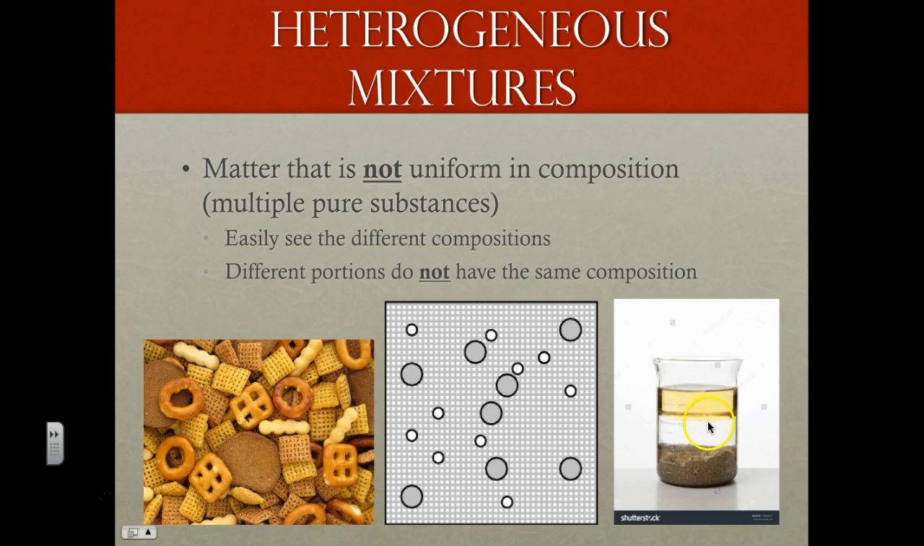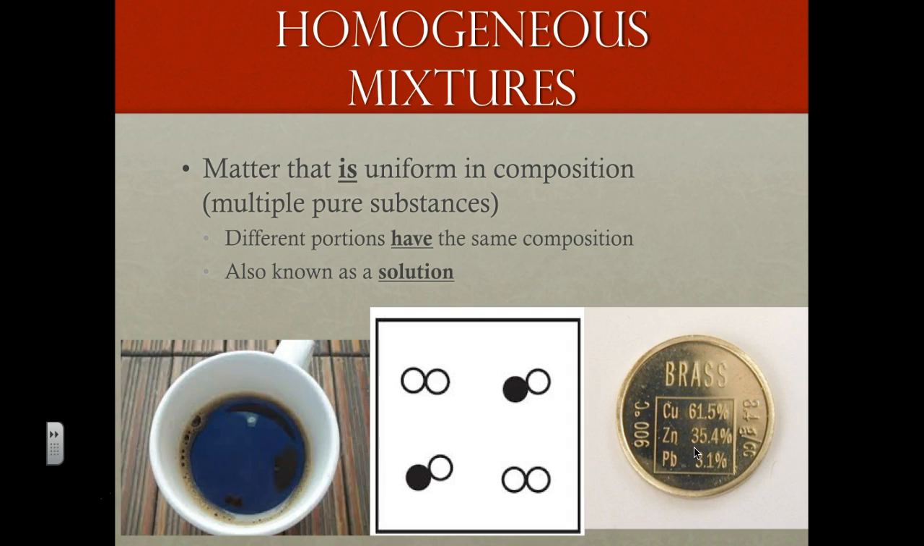The same can be said here. If I take a 1-inch square area, this has just water and oil, no sand. But if I take the same 1-inch square area towards the bottom, then I can get water and sand, or I can get mostly sand and just a tiny bit of water. So again, the composition is not uniform. Whereas a homogeneous mixture is uniform in composition, and different portions have the same composition.